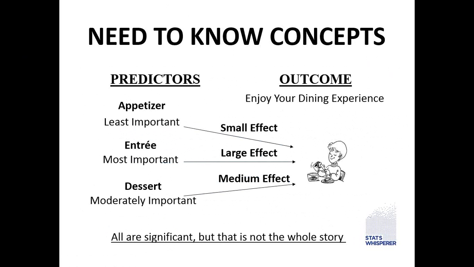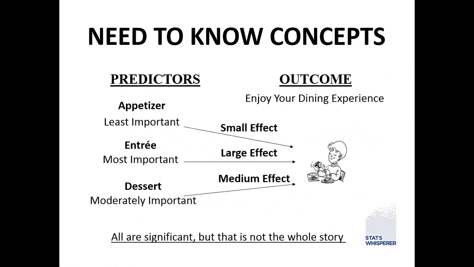As an illustration of the effect size, you might consider, and this is in the text too, you want to predict how much you enjoy your meal. So if you have your appetizer, entree, and dessert, if the appetizer is the least important part of your meal to you, it might have a small effect on how much you enjoy your dining experience. If the entree is the most important factor to you, it might have a large effect on how much you enjoy your dining experience. And the dessert, if it's moderately important, might be right in the middle.